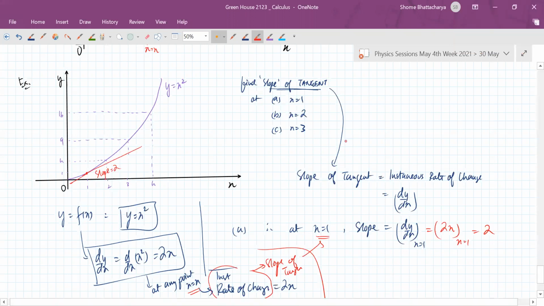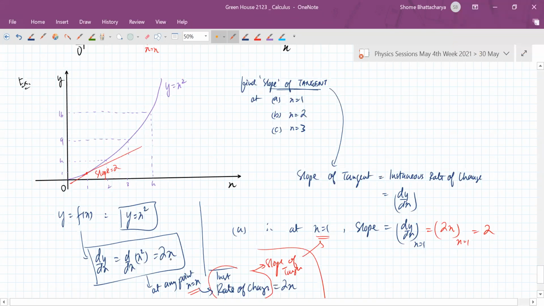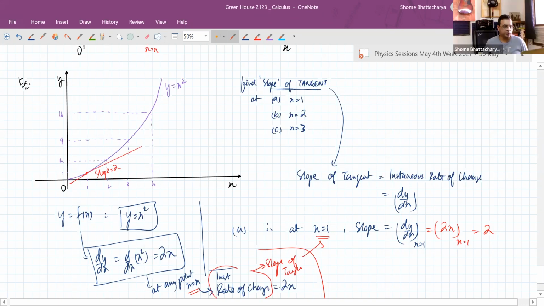Sir, I did not understand the part where you said at any point x equal to x, the instantaneous rate of change is equal to 2x. That is the differentiation, na, beta. If y is equal to x square, what does the differentiation of x square give me? It gives me 2x. So 2x basically what is it? At a particular point x equal to x, 2 times the value of x is the instantaneous rate of change.